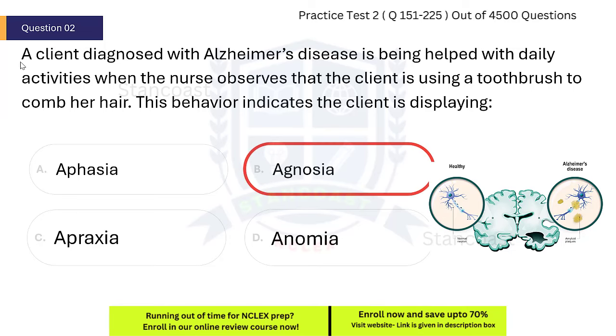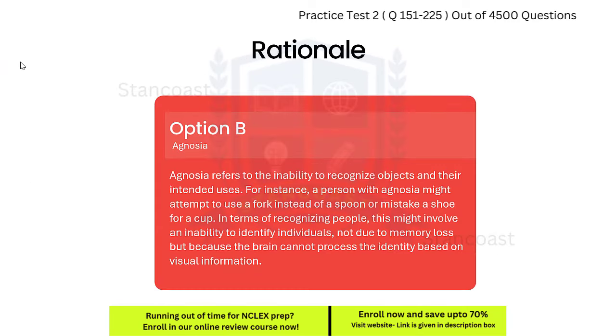Agnosia. Agnosia refers to the inability to recognize objects and their intended uses. For instance, a person with agnosia might attempt to use a fork instead of a spoon or mistake a shoe for a cup. In terms of recognizing people, this might involve an inability to identify individuals, not due to memory loss, but because the brain cannot process the identity based on visual information.